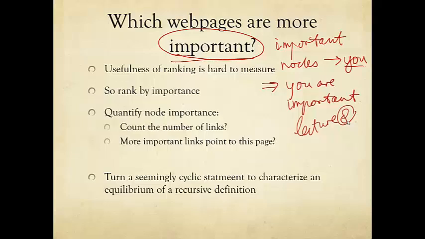Now, there are quite a few intuitions you can think about this. One is to say, well, you want to quantify node importance, right? So maybe I'll just count how many links this node has. Well, since this is a directed graph, where each link is a directed link, I'll just count how many links point into this node. In this case, there are 3 links pointing into this node.